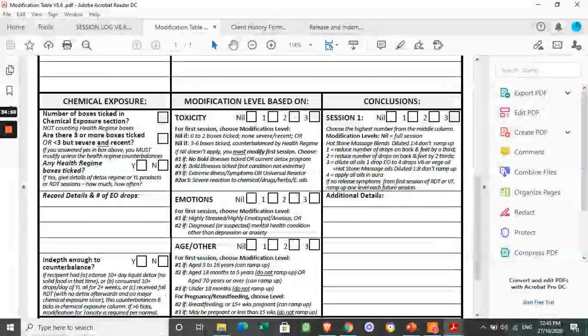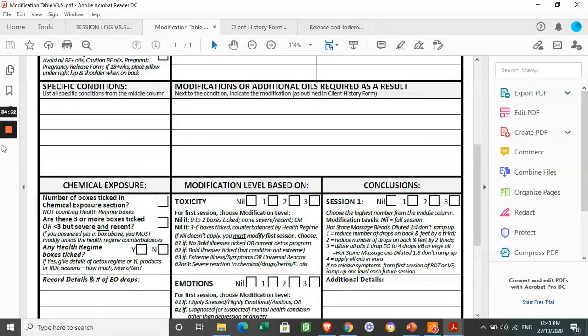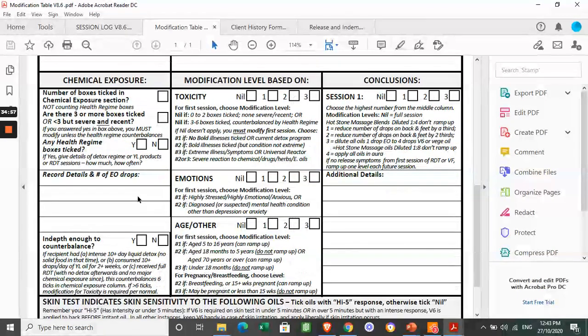And it's telling you here, because we've finished specific conditions, okay, that was the middle section of our form. Now we're coming down to the bottom section of our modification table. And here we have emotions right in the middle there. Now, for the first session, choose a modification level 1, if they're highly stressed, anxious, or a level 2 if they're diagnosed mental health condition other than depression or anxiety. So again, we have these beautiful little italics that tell us what to do, reinforcing what the client history form told us.